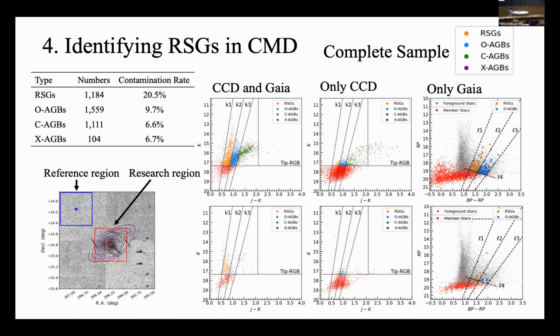We don't provide the contamination from the AGBs, but we have a method. We identify the RSGs in the infrared CMD, and there is a good method to distinguish AGBs and RSGs in the optical-infrared. Actually, the optical CMD can distinguish the RSGs and the AGBs well, because the AGBs have thicker dust and are redder on the optical CMD.